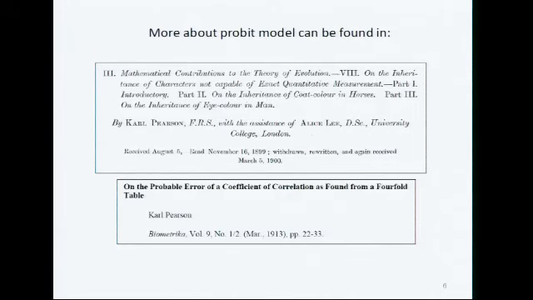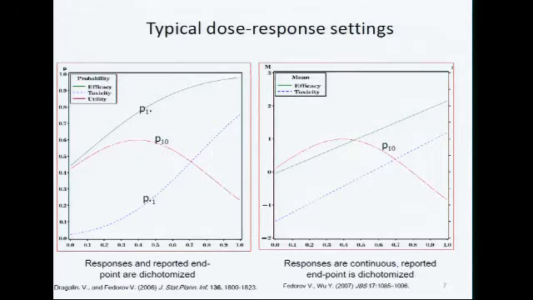But it's easy to explain because even in those times, tables of the normal distribution already existed. So you don't need to compute any exponent or something. You just use tables of the normal distribution.